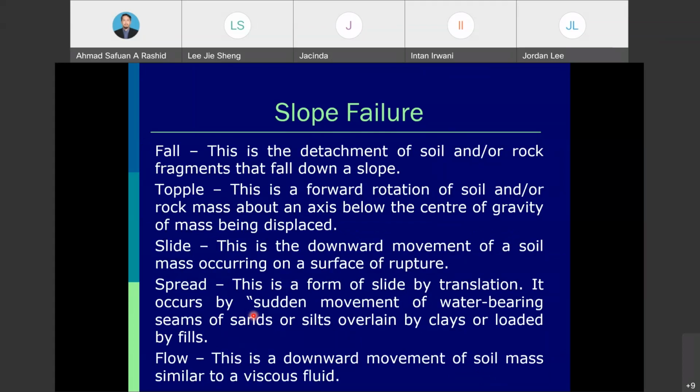Fall is the detachment of soil or rock fragments that fall down the slope. Topple is a forward rotation of a soil or rock mass about an axis below the center of gravity of the mass being displaced. Slide is a downward movement of a soil mass occurring on a surface of rupture. Spread is a form of slide by translation. It is caused by a sudden movement of water-bearing seams of sand or silt overlain by clay or loaded by fill.